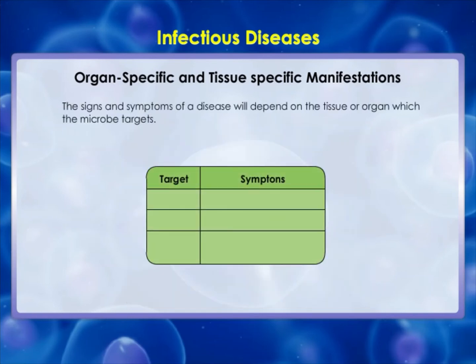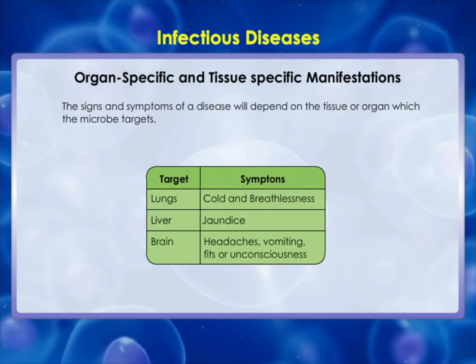The signs and symptoms of a disease will thus depend on the tissue or organ which the microbe targets. If the lungs are the targets, then symptoms will be cough and breathlessness. If the liver is targeted, there will be jaundice. If the brain is the target, we will observe headaches, vomiting, fits, or unconsciousness. We can imagine what the symptoms and signs of an infection will be if we know what the target tissue or organ is and the functions that are carried out by this tissue or organ.